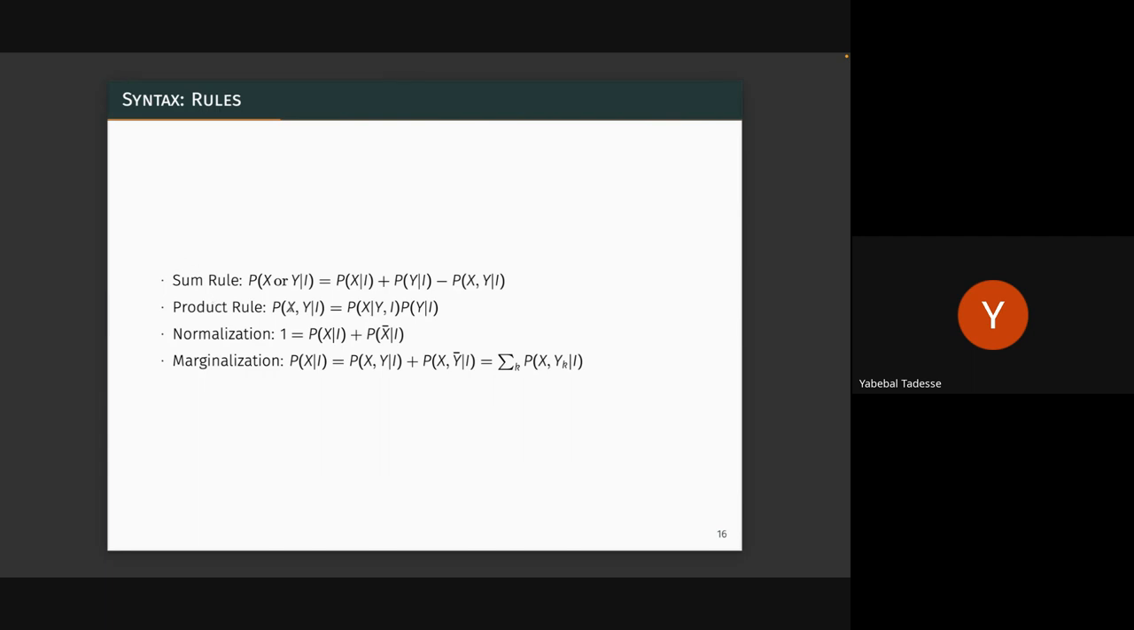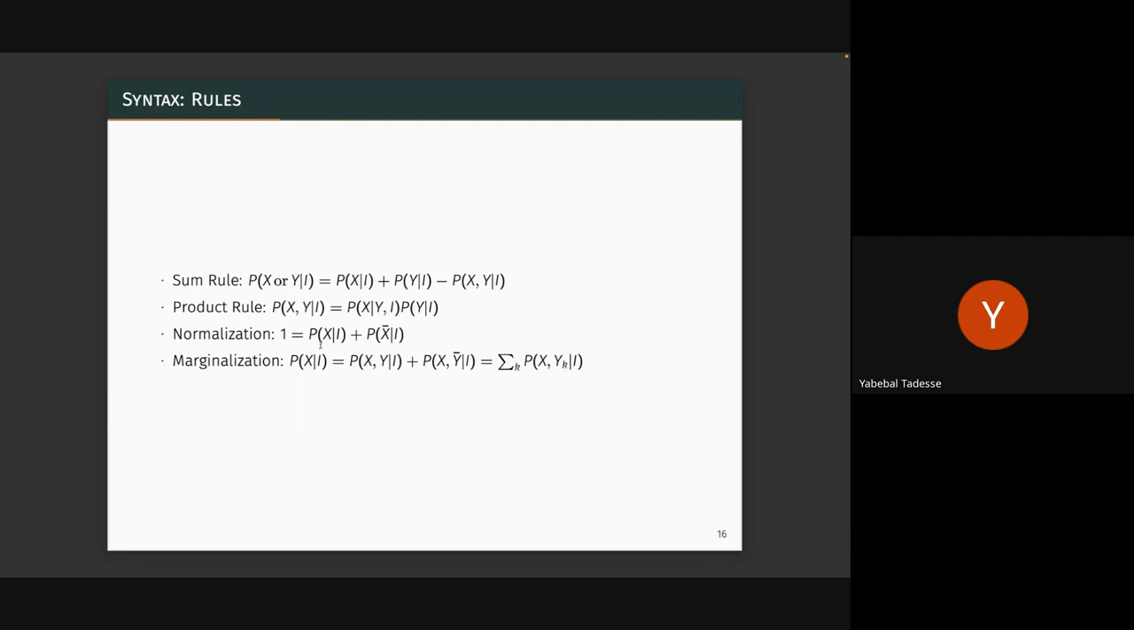The sum rule is that if you have P(X or Y given I), the way you write it is the probability of X given I plus the probability of Y given I minus the common part, which is the product rule term. So the union of two variables given one condition is the probability of one part given that condition plus the probability of Y given that condition, with the overlap subtracted out. The product rule defines how to write that subtracted term: the probability of X given Y times the probability of Y, as we saw earlier.